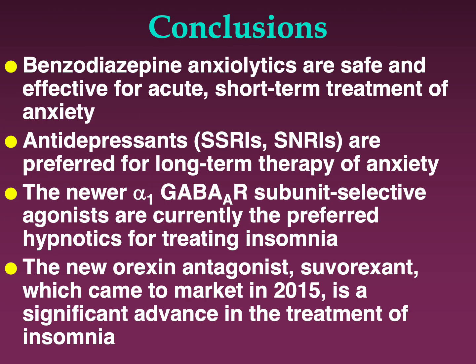Okay, so finally, what we have is benzodiazepine anxiolytics that are fairly safe and effective for acute short-term treatment of anxiety, very effective. But we use antidepressants, particularly the SSRIs, for maintenance of long-term therapy of anxiety. And as we said, the newer alpha-1 GABA A receptor subunit selective agonists are the current agents primarily used for insomnia. But this new orexin antagonist, I think, shows great promise.